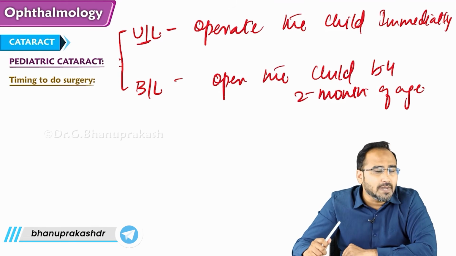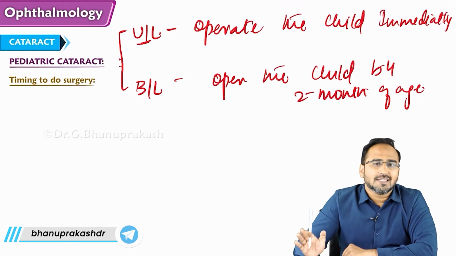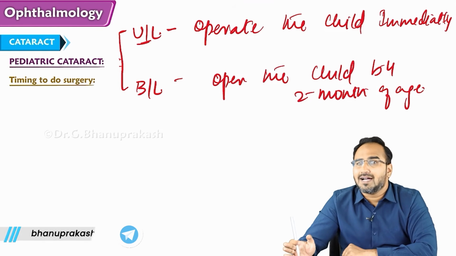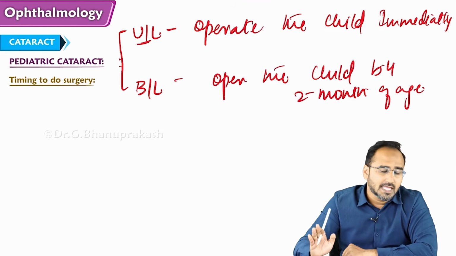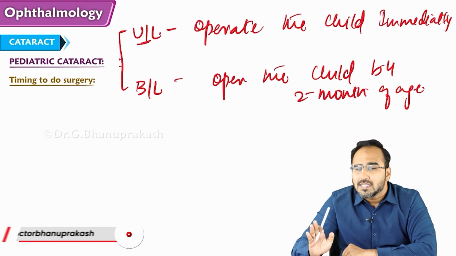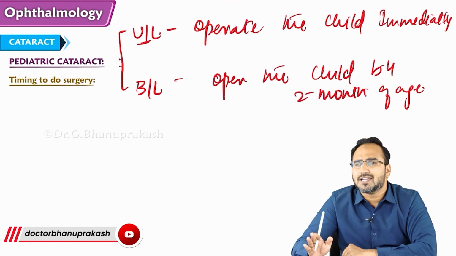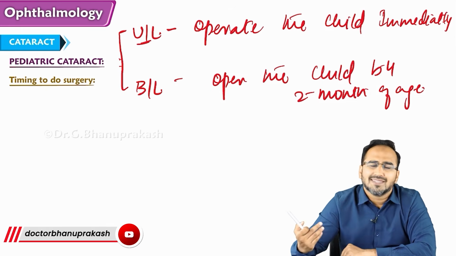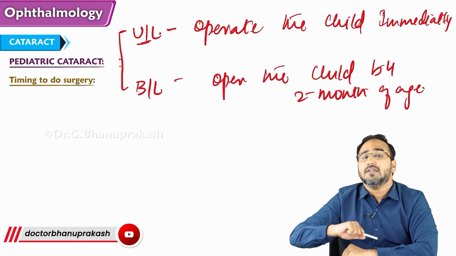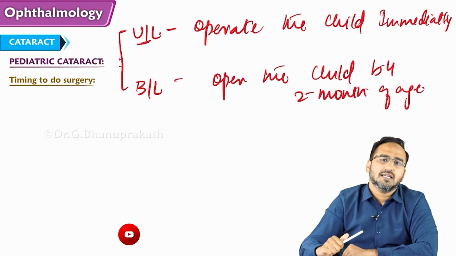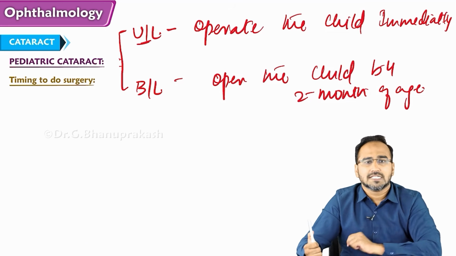That is called amblyopia. In unilateral cataract cases, the chance of the normal eye developing amblyopia is very high. That's why, for unilateral cataract surgery, we have to operate immediately so that the other eye doesn't develop amblyopia. Whereas for bilateral, you have some time.